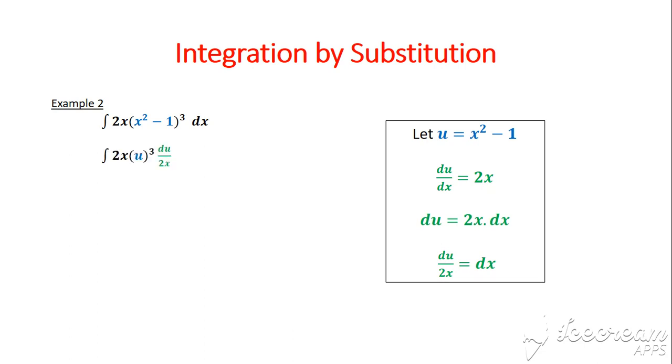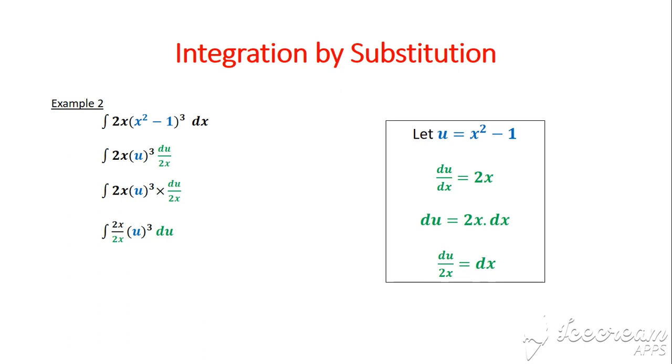Now, going back to the original working, this is what we're going to do to start with. We're going to replace the x squared minus 1 with u. Now we're going to replace the dx and change that into, this is why it's called substitution, we'll substitute that for du over 2x. Right, so we're going to integrate 2x times u cubed times du over 2x.